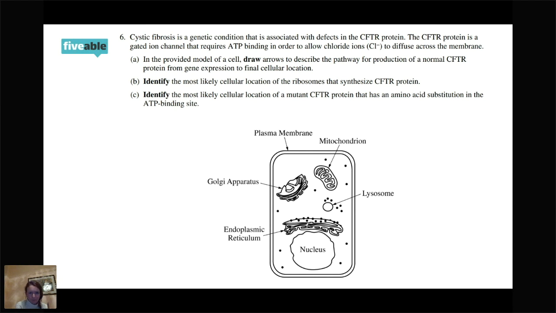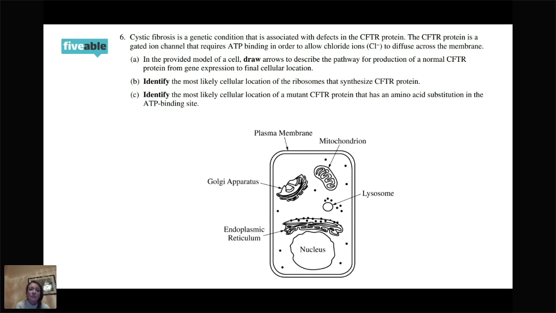That requires ATP. So actually, it's an example of active transport that requires ATP binding in order to allow chloride ions to diffuse across the membrane. So it's a transport protein that's used for active transport. And I know that because it requires ATP and it allows chloride ions to diffuse across the membrane. Chloride ions are charged, so we know that they can't get through the membrane without the help of a transport protein.